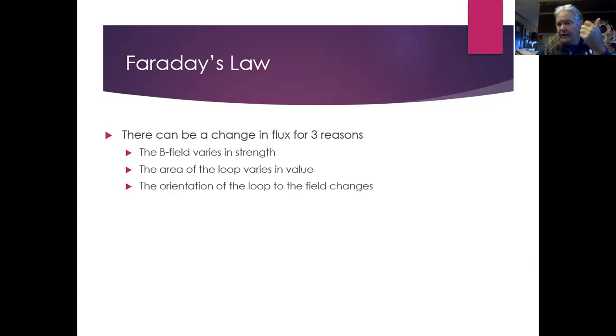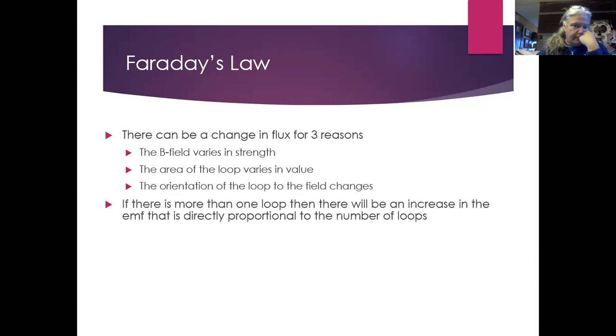All right, so there's reasons flux can change. The field can get stronger or weaker. The area of the loop can change, so I can make the loop bigger or smaller, or I can rotate the loop, and I can cause the orientation between those, the A vector and the B vector, to change. Normally you see the first one and the last one a lot more than you see the middle one. So you either have something spinning, which changes the angle, or you have a field that's getting stronger and weaker by moving a magnet back and forth. Okay, if I want more current flow, I just need to have more turns in my loop. I need to have more coils.